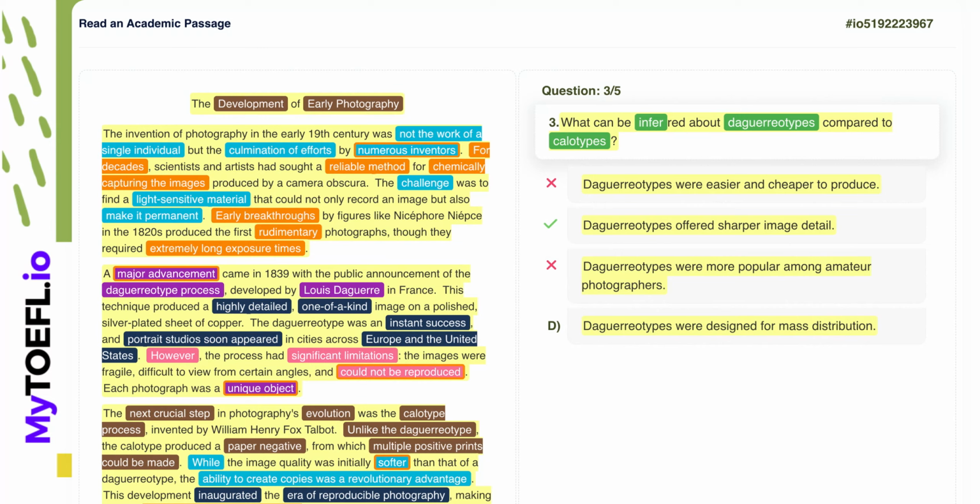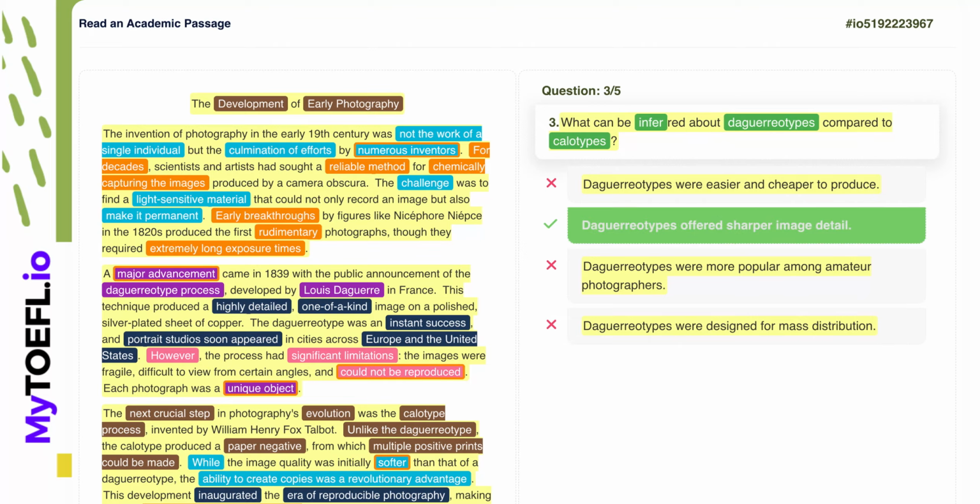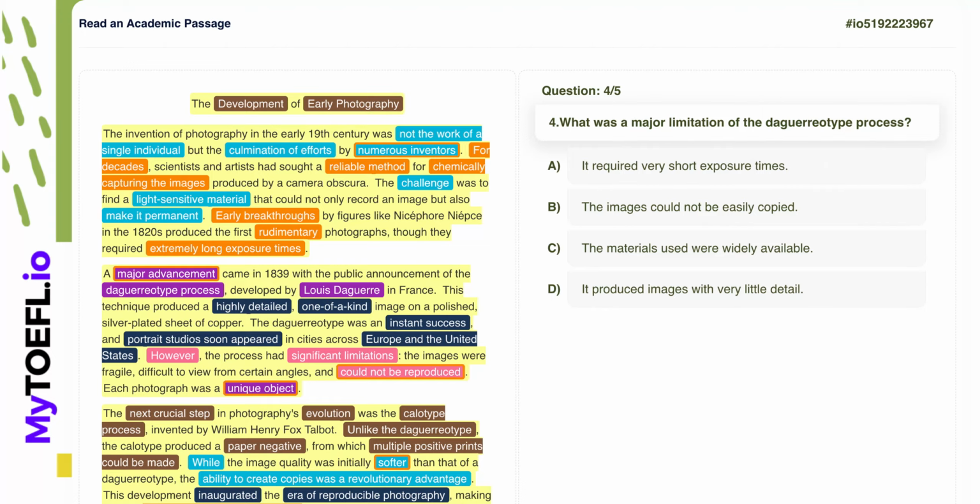Mass distribution requires making many copies, which was impossible with this process. Incorrect. Here, the correct option is B, which shows that once we understand the main idea of the text, identifying the correct answer becomes much more straightforward. Fantastic! We're making great progress.